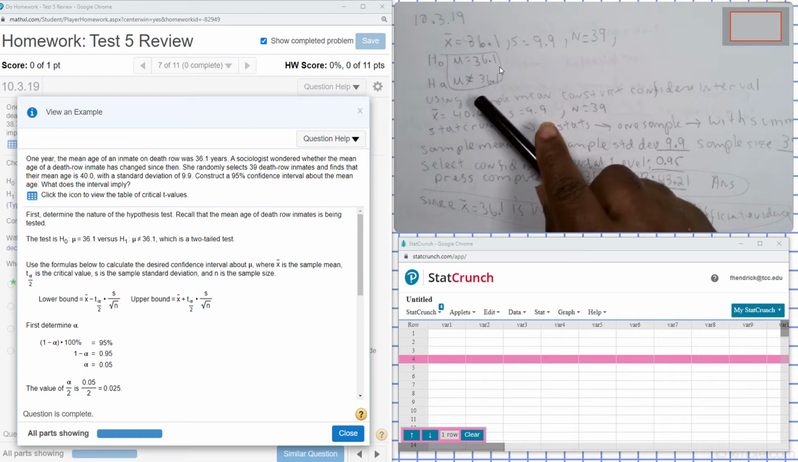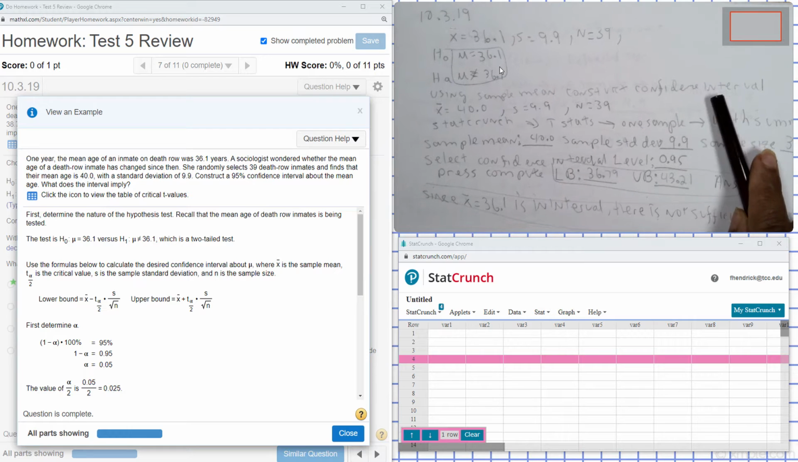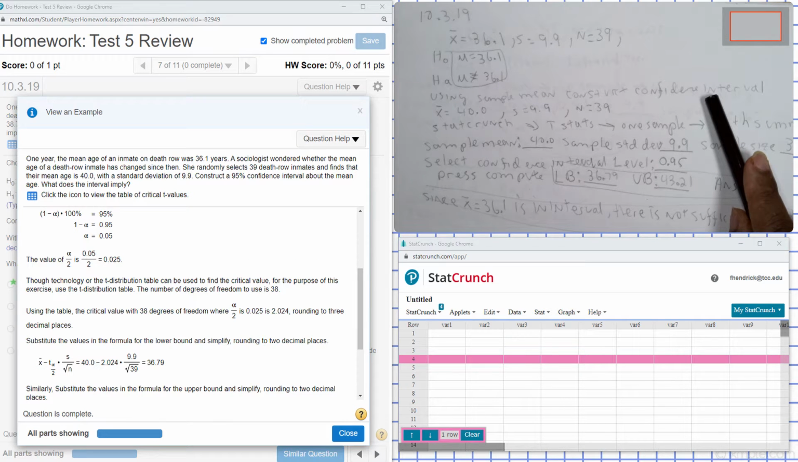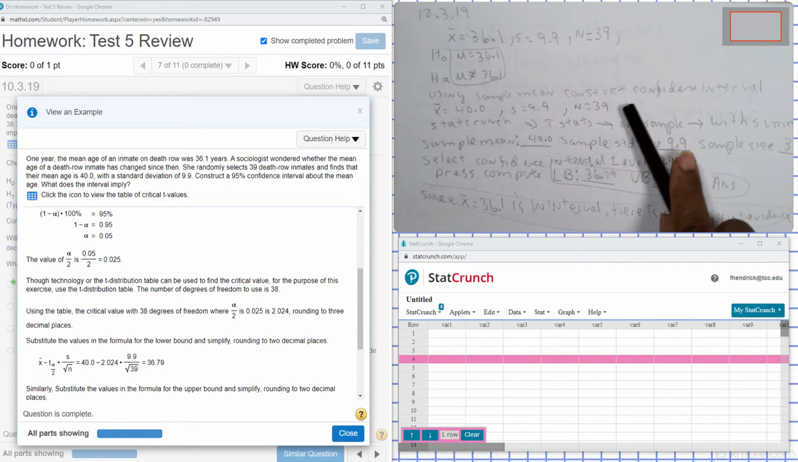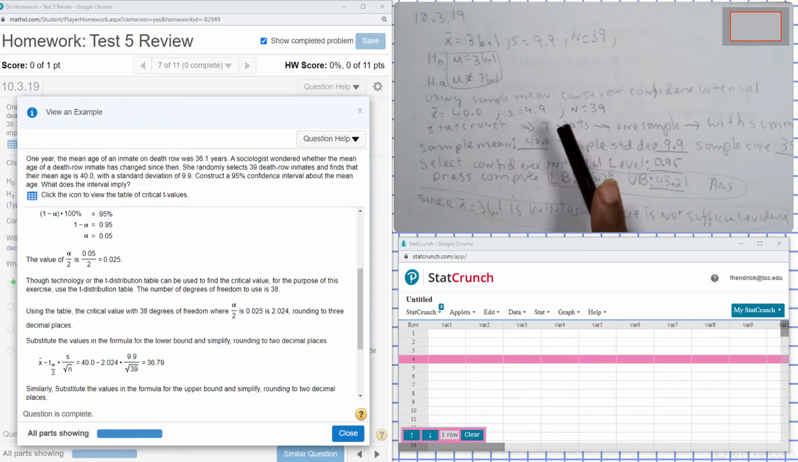So I have that right here. I'm using the sample mean, so using a sample mean, construct a confidence interval. So it's my sample mean there, my standard deviation, and my number of attempts.